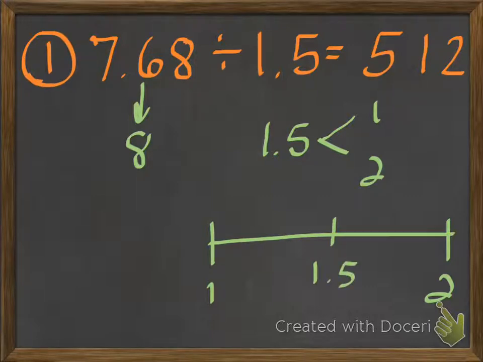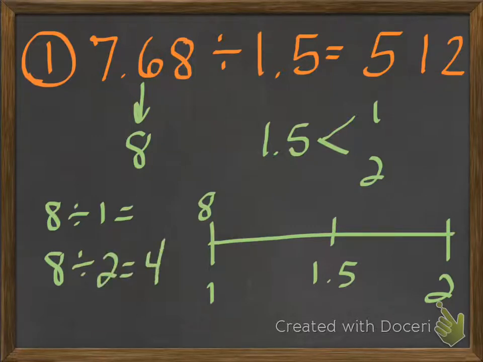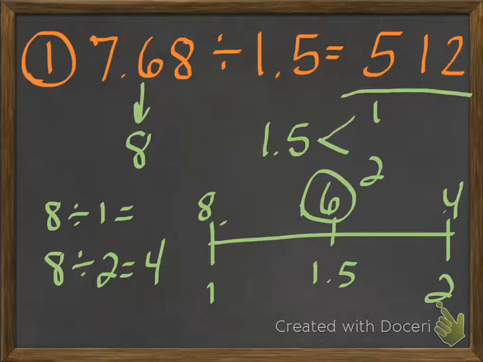Now if I divide 8 by 1, that's going to equal 8. If I divide 8 by 2, it's going to equal 4. So my answer is going to be somewhere in between 8 and 4. About halfway between 8 and 4 is 6. So my answer is going to be kind of close to 6. I've got 5, 1, 2 as my answer up here. Where am I going to put the decimal point? It's going to show that it's kind of close to 6.